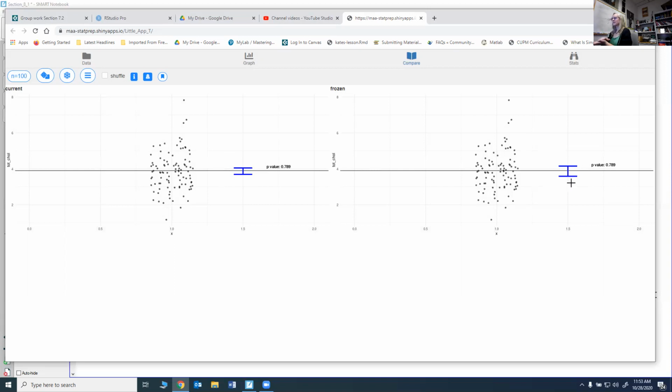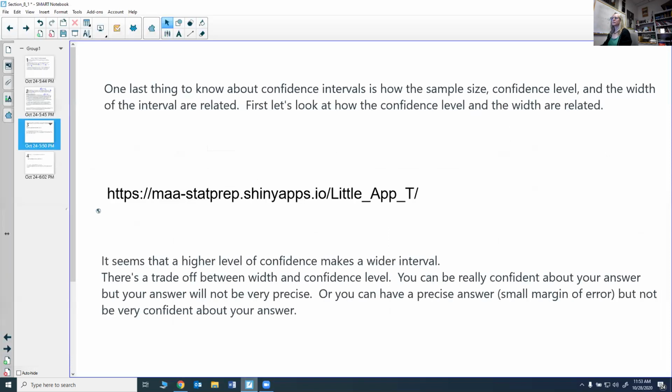The reason is that the only way I can capture it more often is if I have a wider interval to capture it with. So I get a bit less precision in my answer because I have a much wider interval. But here I'd have a much narrower interval, but I'm less confident that my answer is right. So if you want a tighter interval, you might have to have less confidence than if you had a wider interval. And those are the two relationships we have here.